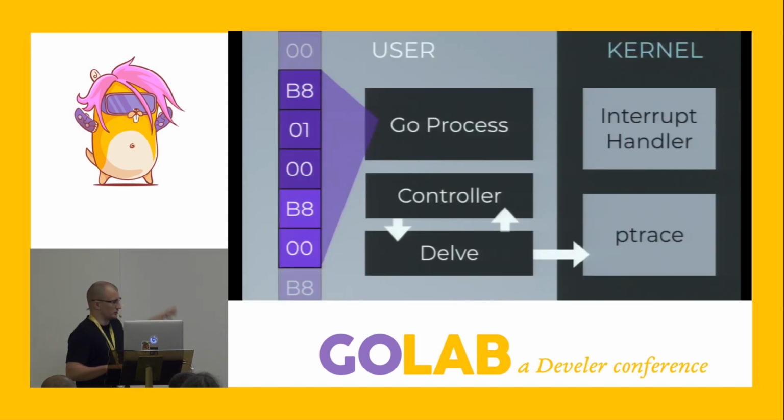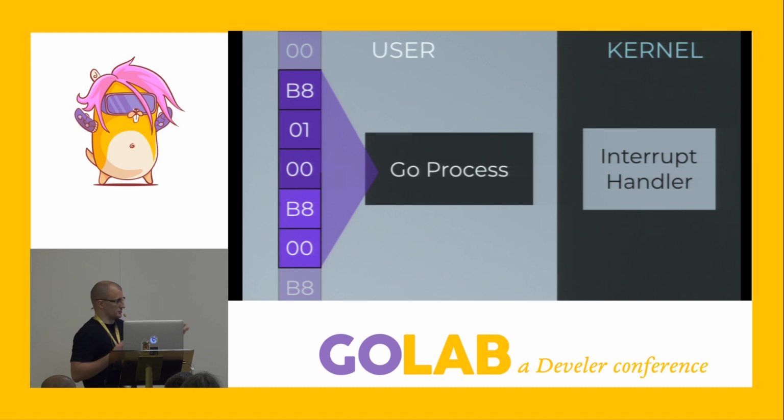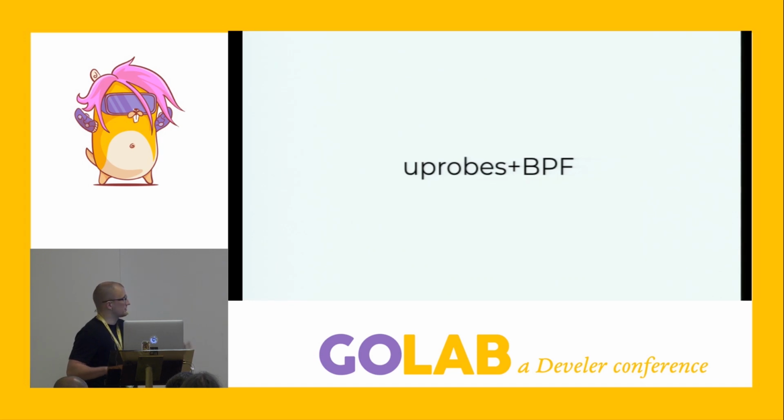What if we could take all this logic that we have in user space, the controller and Delve and everything, and do away with that and move it all into the kernel? So we're just jumping into the kernel when an instruction gets hit, doing the instrumentation in the kernel, and then yielding back to the Go process. This is something you can do with uprobes and BPF.